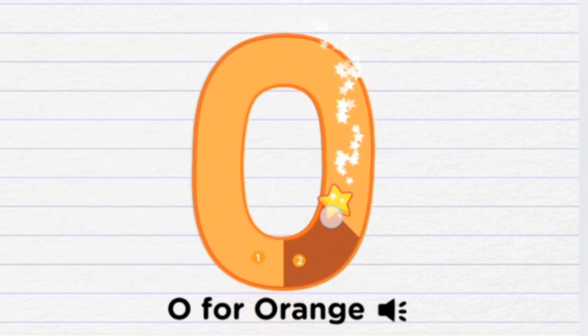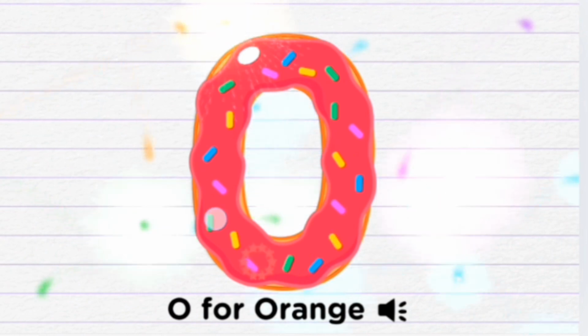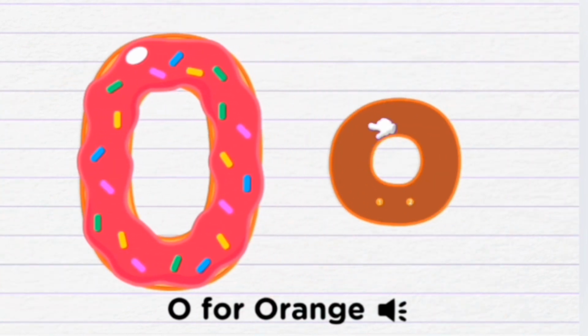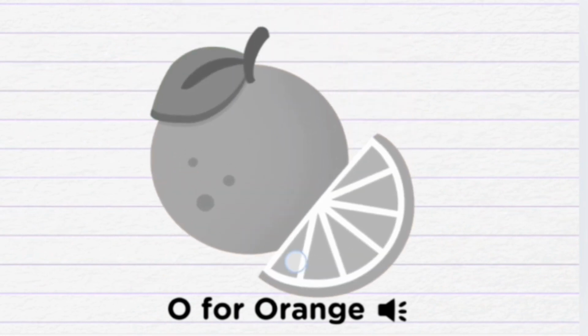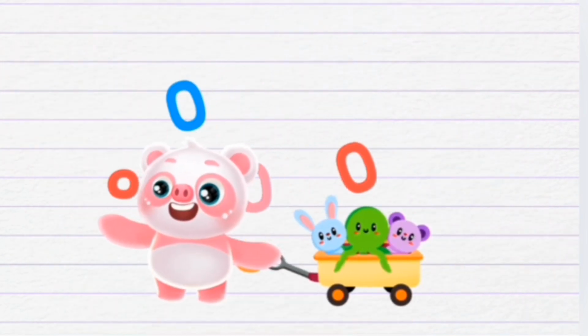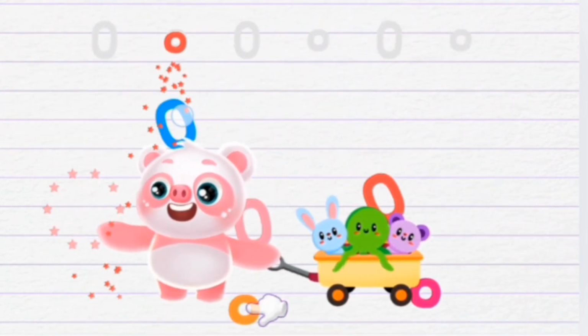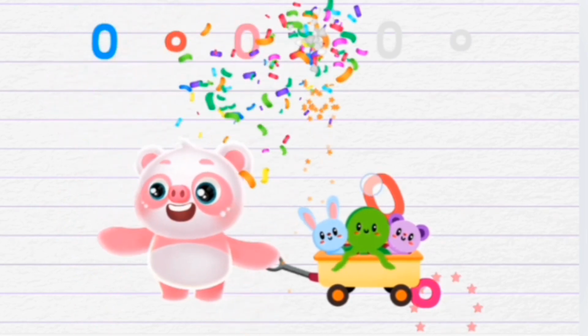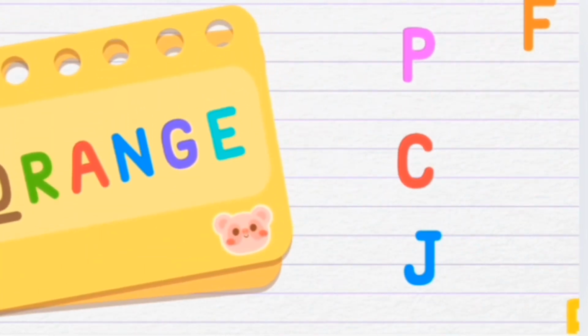O is for orange. A big circle look like a donut. Wow. O is for orange. Now color orange with orange color. Excellent. Can you find O? O, O, O. Wow. Great job.